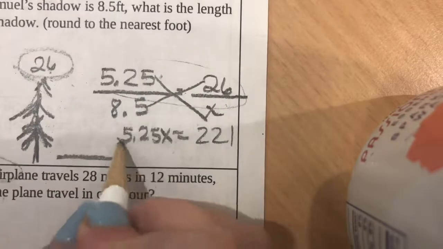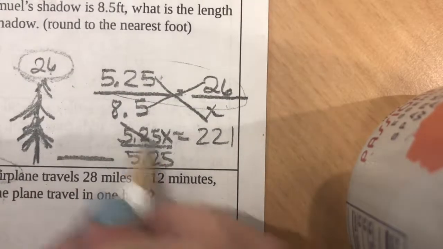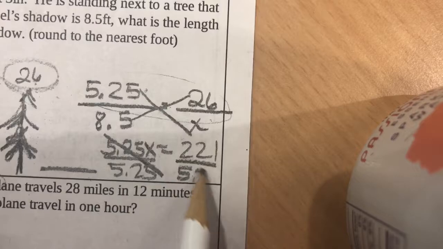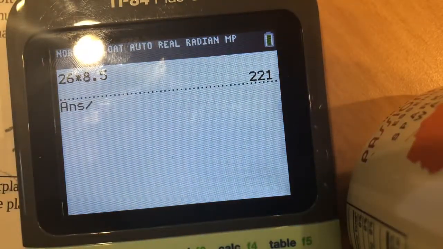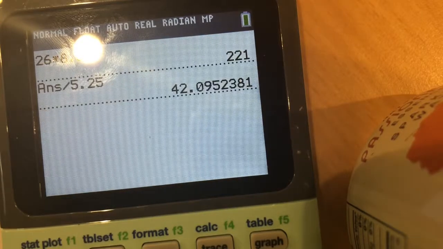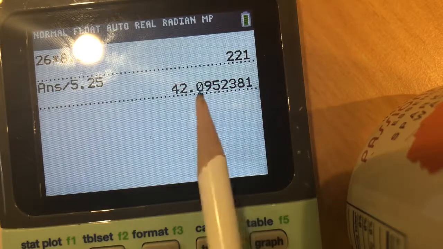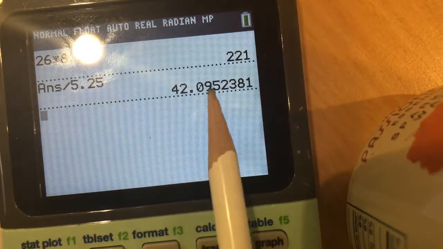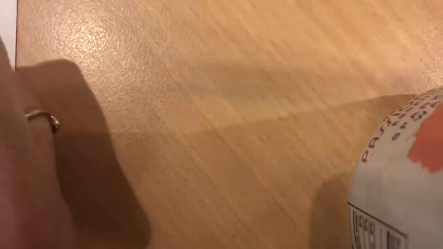I need to divide both sides by 5.25 to get x isolated by itself. I'm going to come back over here to my calculator, and then I'm going to take the answer and divide that by 5.25. And that's going to give me a value of 42.049. I'm going to just round that to the hundredths spot. So this 5 or more, let it score. This is actually going to turn into 42.1. Okay, 42.1 feet.